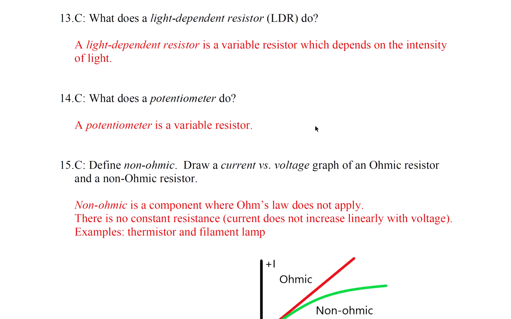Question 13. What does a light-dependent resistor do? A light-dependent resistor is a variable resistor which depends on the intensity of light. Question 14. What does a potentiometer do? A potentiometer is a variable resistor.